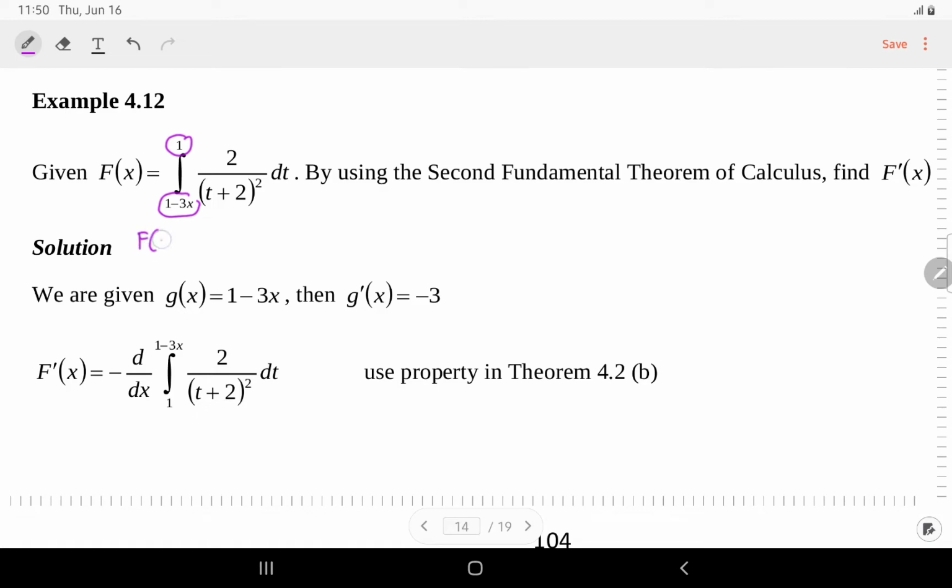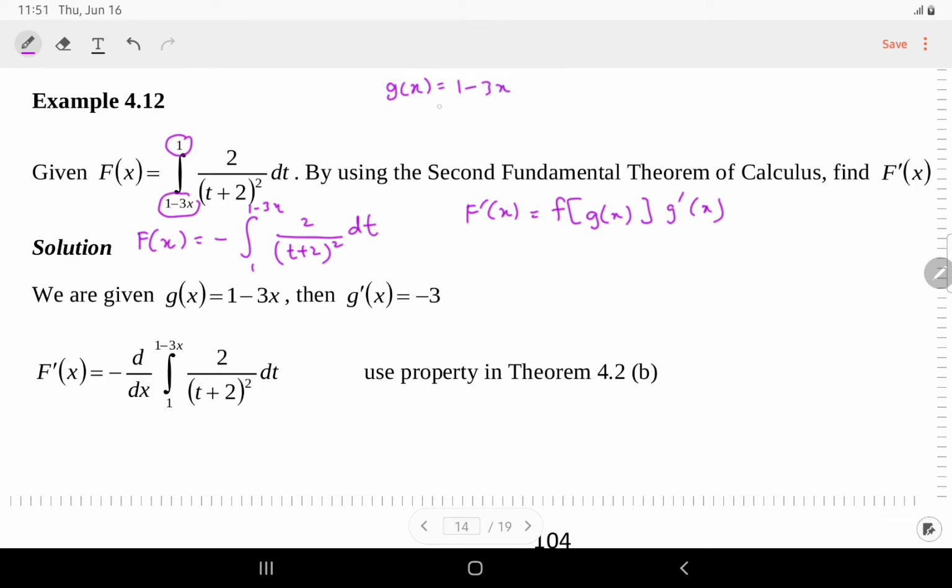So f(x), negative 1, function at the top. Okay, like this. We need to swap it first. Whatever it is, the function must be the upper limit. So we put a negative here. Now we want to find f prime x using the formula f(g(x)) times g prime x. So we need to recognize what our g(x) is. Our g(x) is 1 minus 3x. So g prime x equals negative 3.